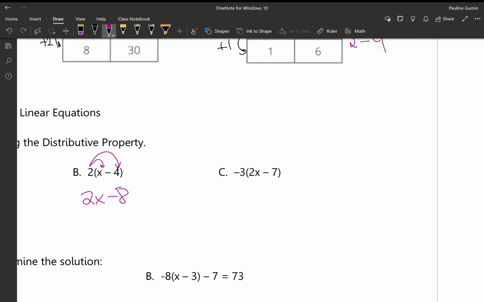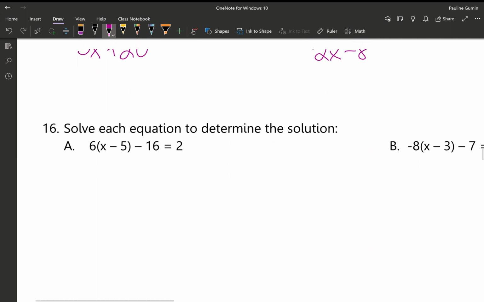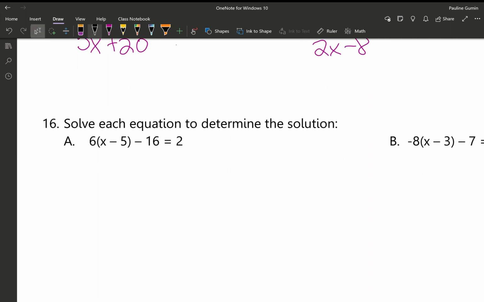And let's do it one more time for letter C. Negative 3 times 2x is negative 6x. Negative 3 times negative 7 is positive 21. Don't forget, negative times a negative is a positive. Ooh, 16. We're going to solve each equation and determine the solution.